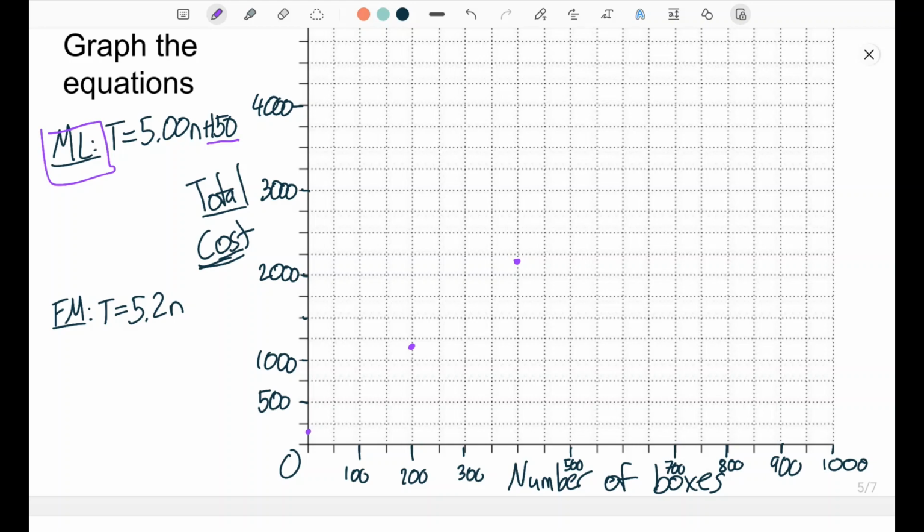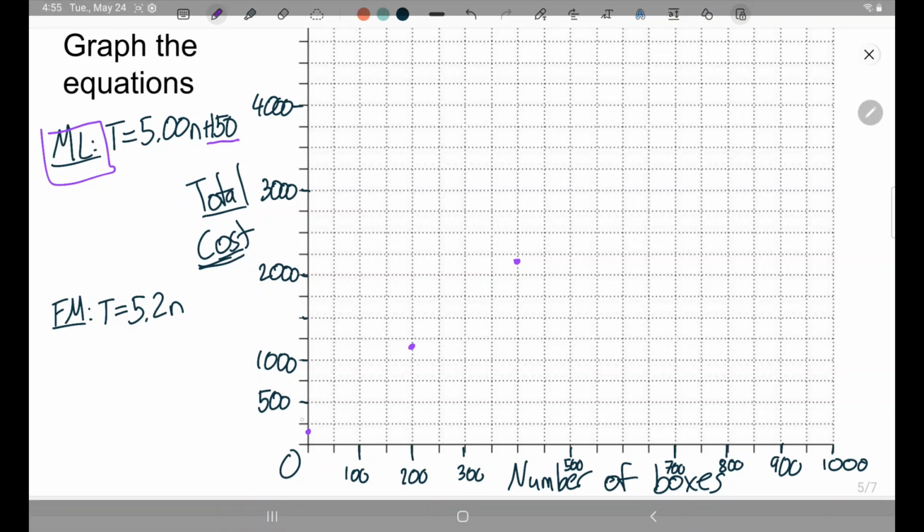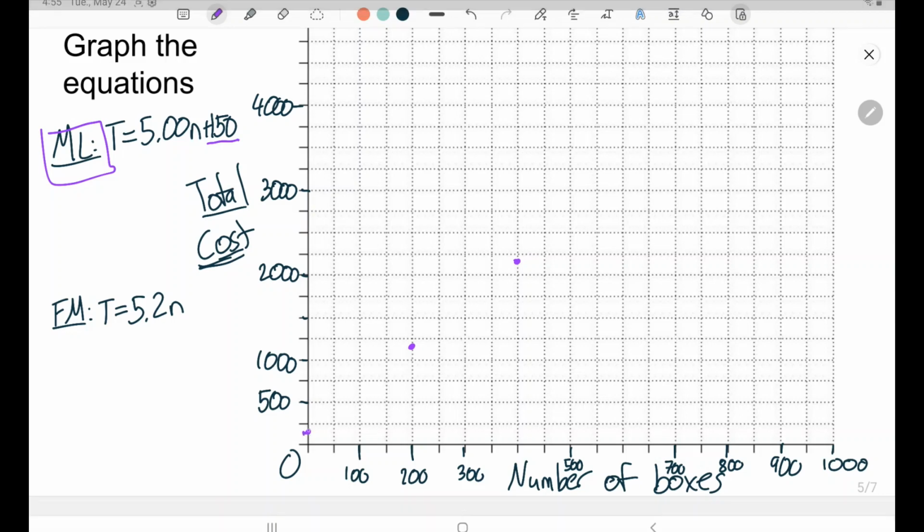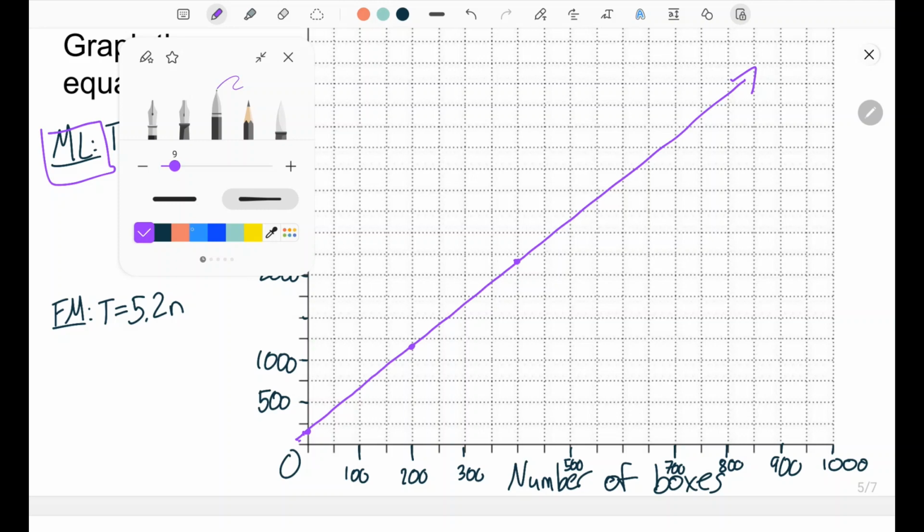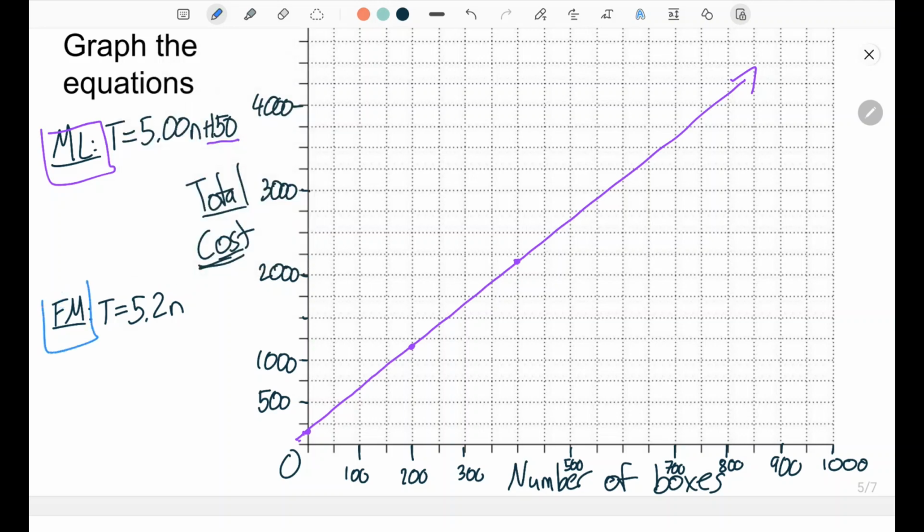And then we can graph out the other equation. Okay, so let's draw this down with a ruler again. We want to be as accurate as possible, and try to keep that going for as long as possible. All right, that's graph number 1. So graph number 2 is the farmer's market.